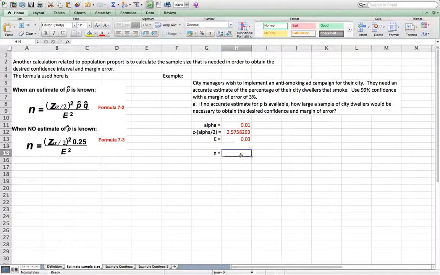So to calculate n is simple. We just directly use the formula: n equals z alpha over 2 squared.